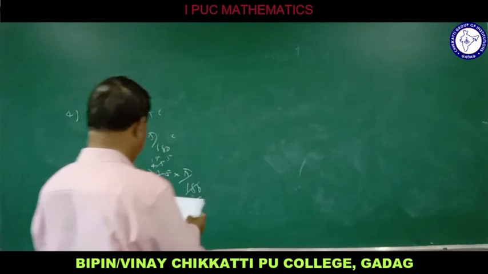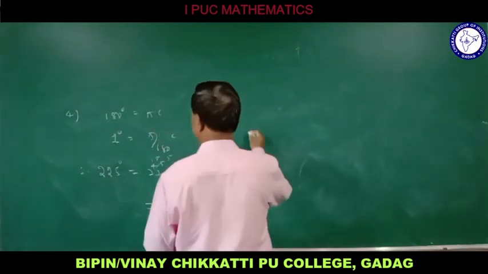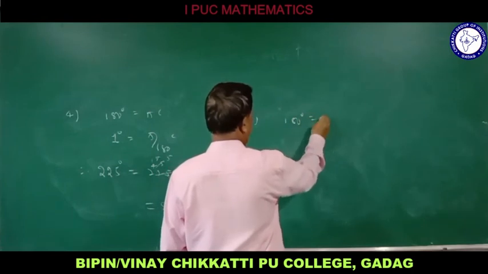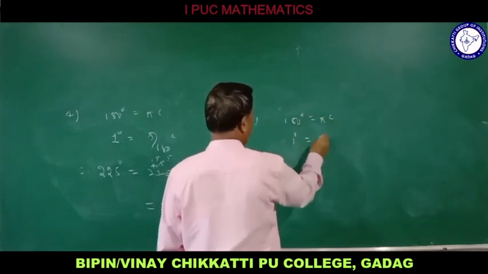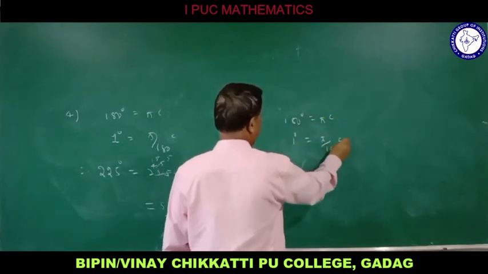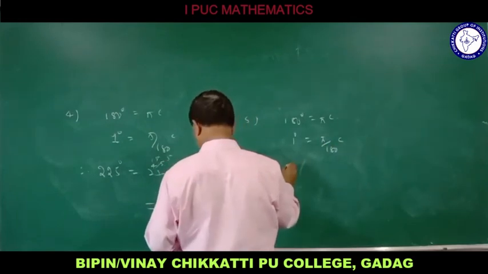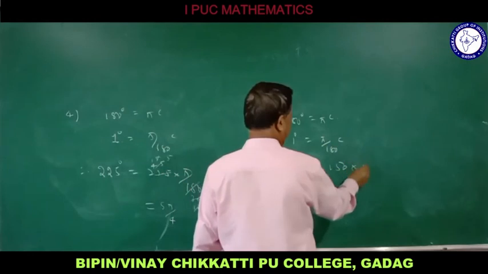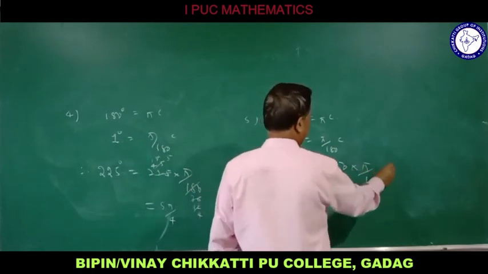150 degree, number 5. See that 1 degree is equal to pi radian. 1 degree equal to pi by 180 radian. Question number 5 is how much? 150 degree is equal to 150 divided by 180 pi radian.